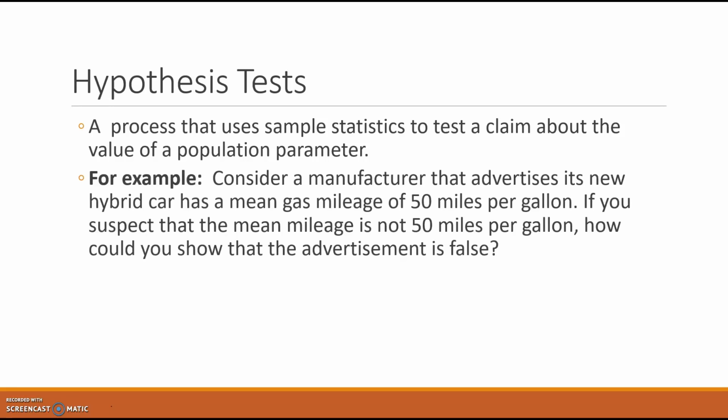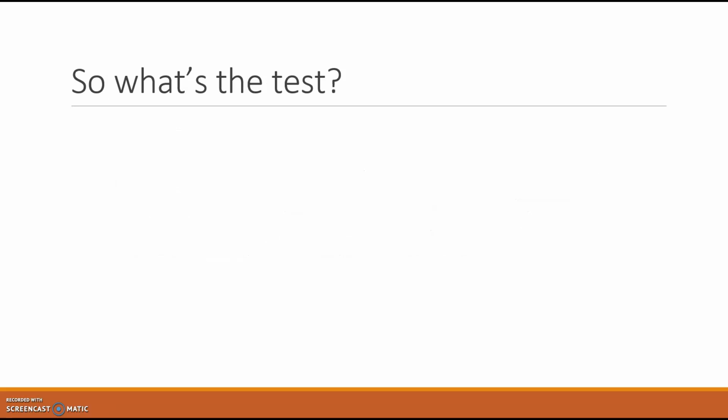That's probably confusing. For instance, here we go. A manufacturer advertises its new hybrid car. It has a mean gas mileage of 50 miles per gallon. So all the cars in this population have a mean gas mileage of 50 miles per gallon. Right. You think that it's not. You think they're lying. You think it might be more, you think it might be less. Probably less. And so you're going to test it because you're like, no, this is not what it is. So that would be testing a hypothesis.